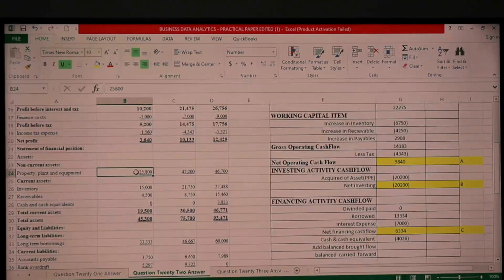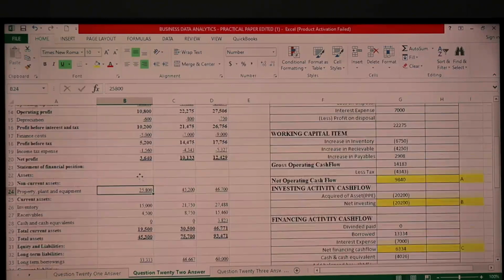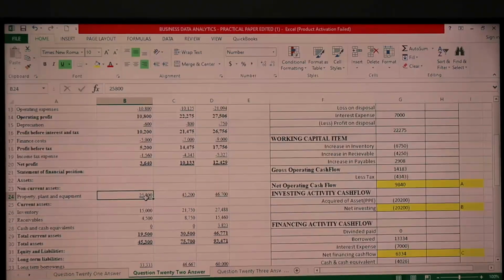And the next year, they reduced by a depreciation of 800. So meaning that it reduced by 800, we take 25,800, then we subtract 800. Then again, in this year, we bought more equipment worth 45,200. That is even much higher. So meaning that we actually used a lot to buy these items, that is cash outflow.